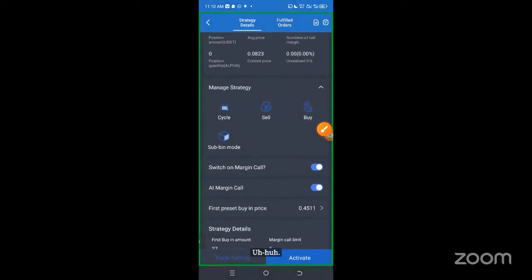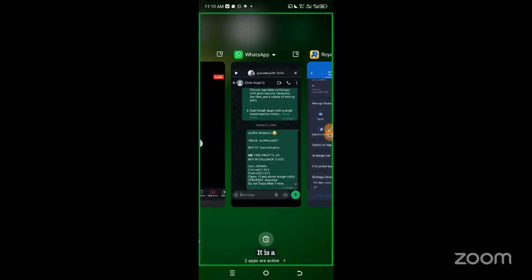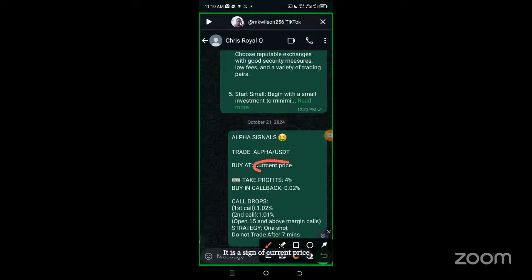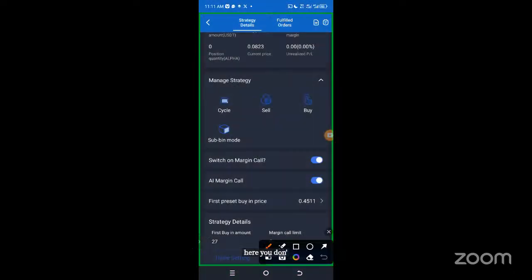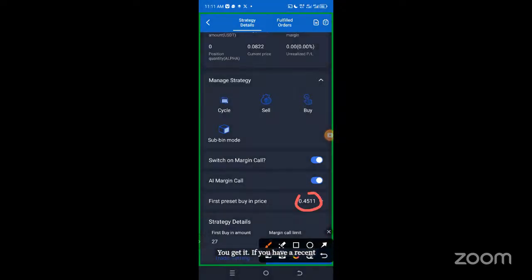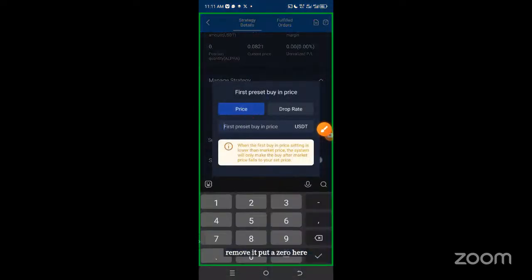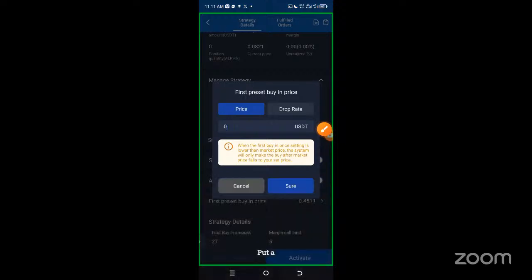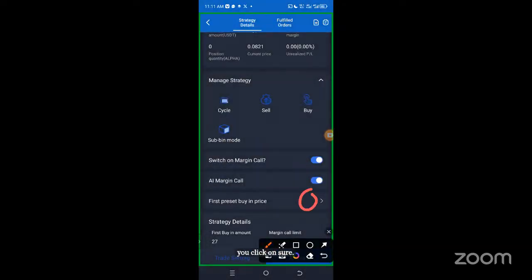When you click on sure, because it is a signal of current price and they are telling you buy at current price, here you don't put anything. You get it? If you have a recent preset, remove it. Put a 0 here. Then you remove. You click on sure. The preset will disappear.